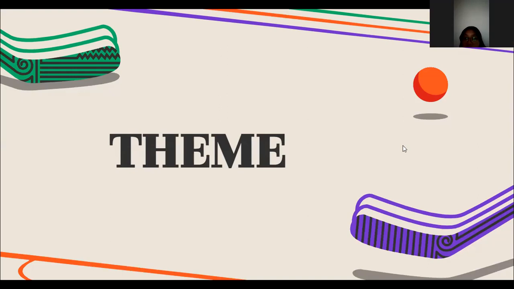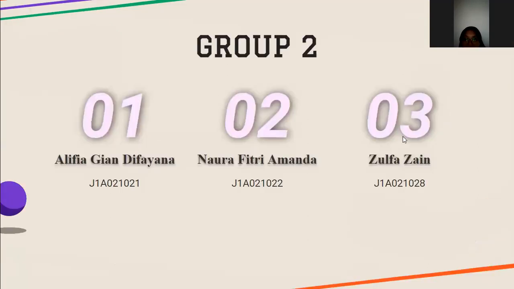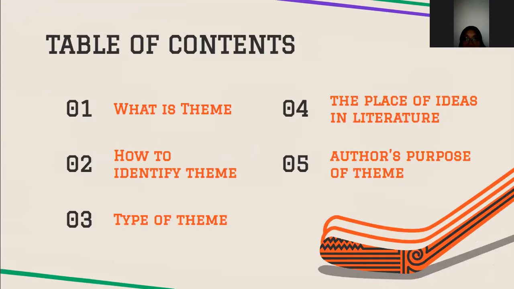The material about themes in prose. This material has some contents. The first is what is theme. The second is how to identify theme. The third is type of theme. The fourth is the place of ideas in literature. And the last one is author's purpose of theme.